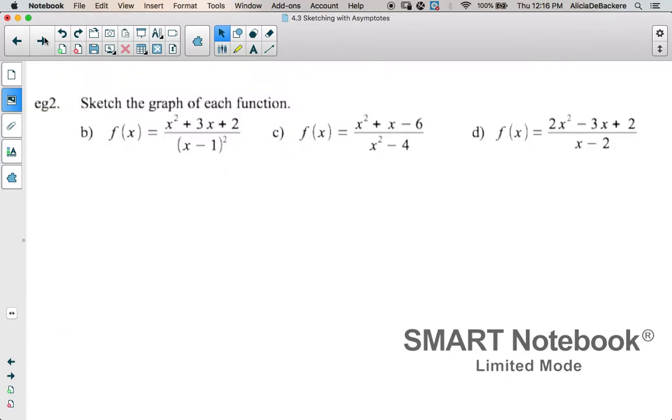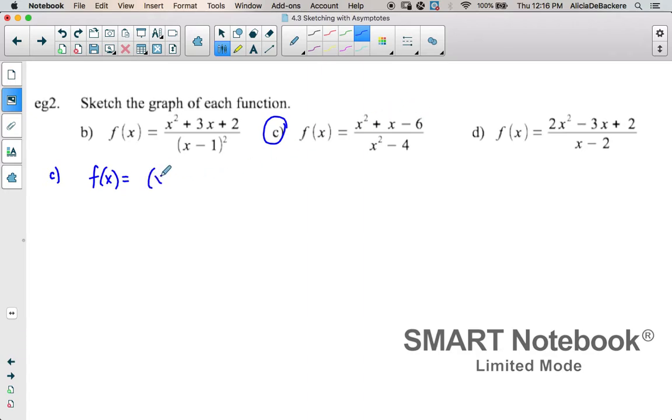All right, so let's try part C here. For the first part of my graph, I want to check for holes. So I'm going to factor the numerator and denominator and see if anything cancels. On the top, I want two numbers that multiply to -6 and add up to +1. And in the denominator, I have a difference of squares, so x plus 2 and x minus 2.